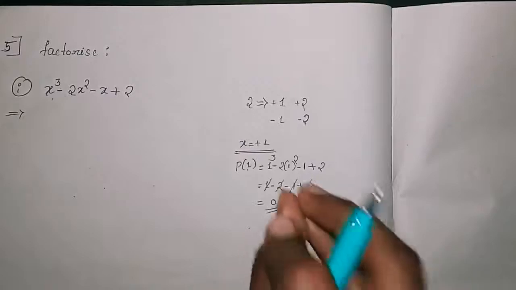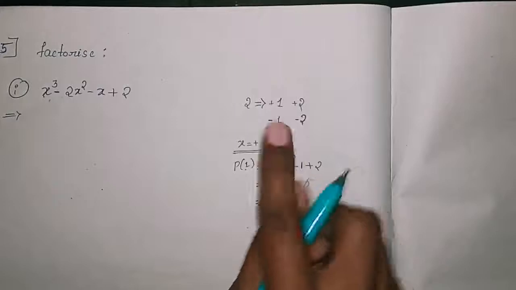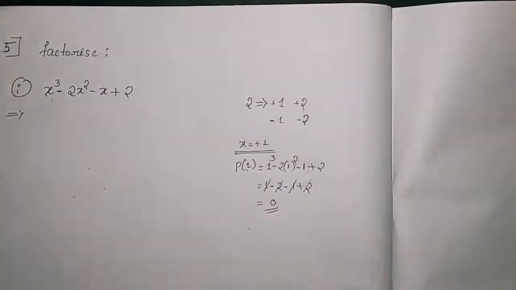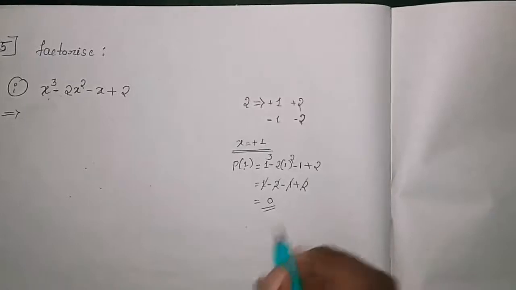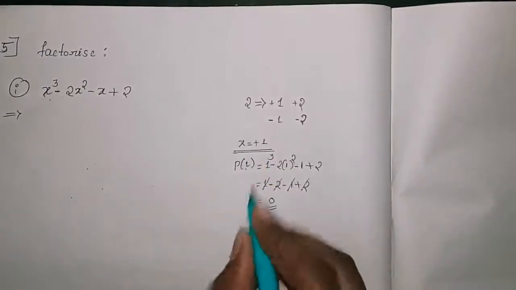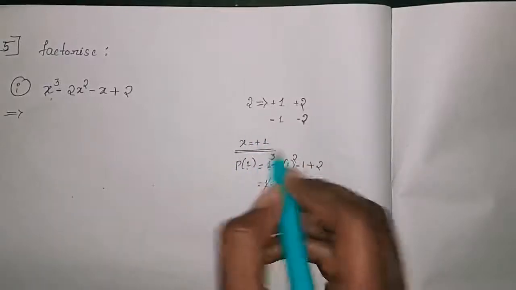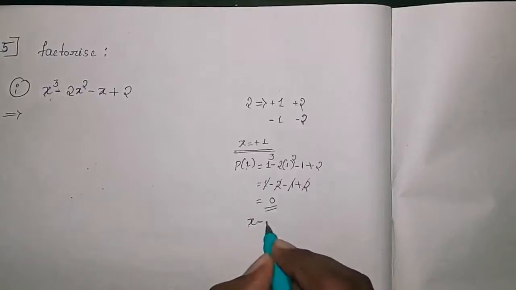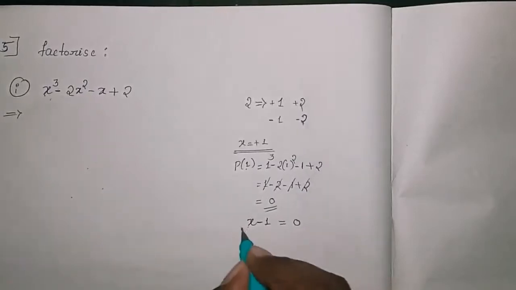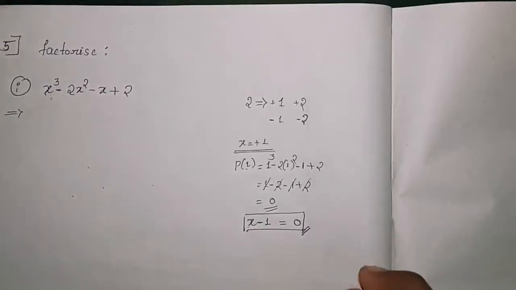It doesn't mean that every time the first term will come. It may be +2, it may be -1, it may be -2. It depends on the equation. Okay, here at the first only it came. So now what you got, this is x is equal to 1. Yes, so we want a factor term. If this +1 comes to the left hand side, it will become -1, then the answer is equal to 0. That is our factor term.